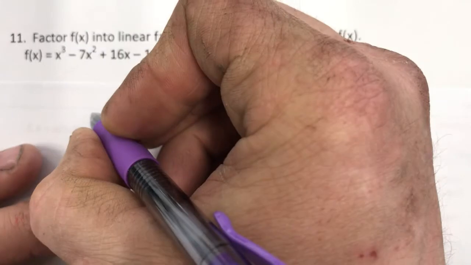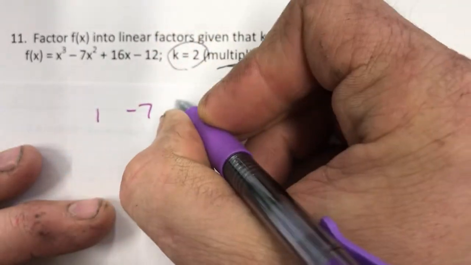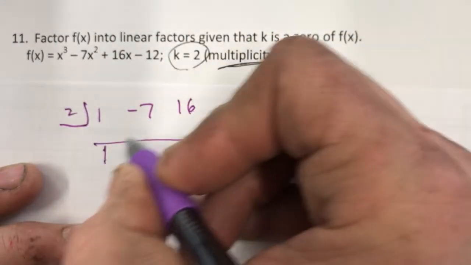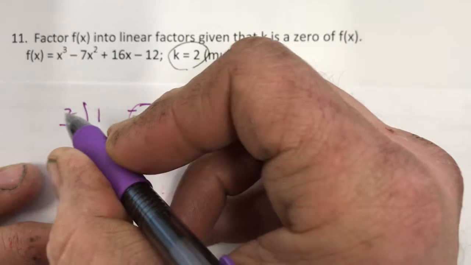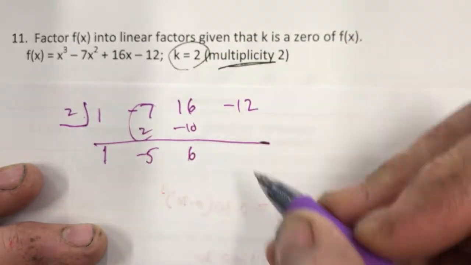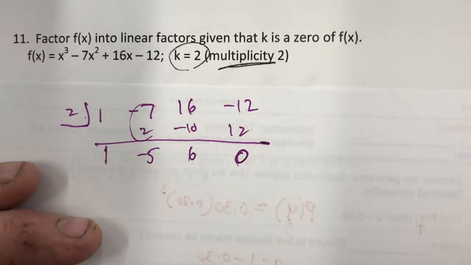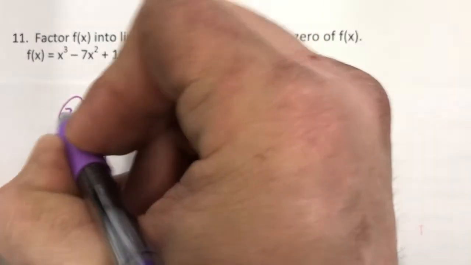Okay, so we got 1, -7, 16, -12. And I'm going to put 2 in here. 1 comes down, 2 times 1 is 2, add these, -5. 2 times -5 is -10, add these, 6. 2 times 6 is 12, add these, I get a big fat 0 like I'm supposed to. So yes, it did it once.